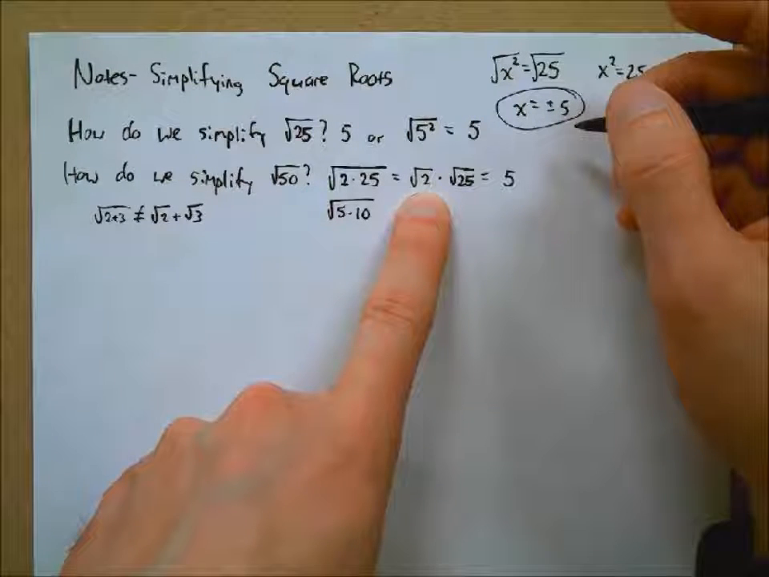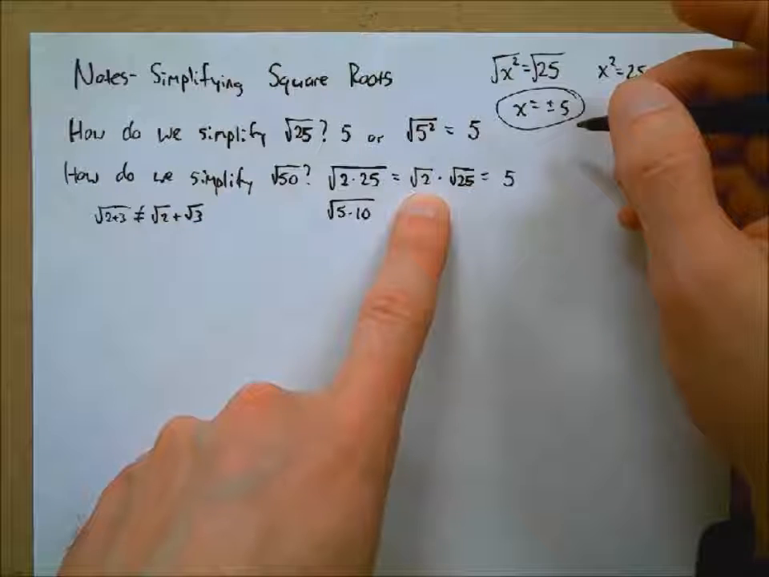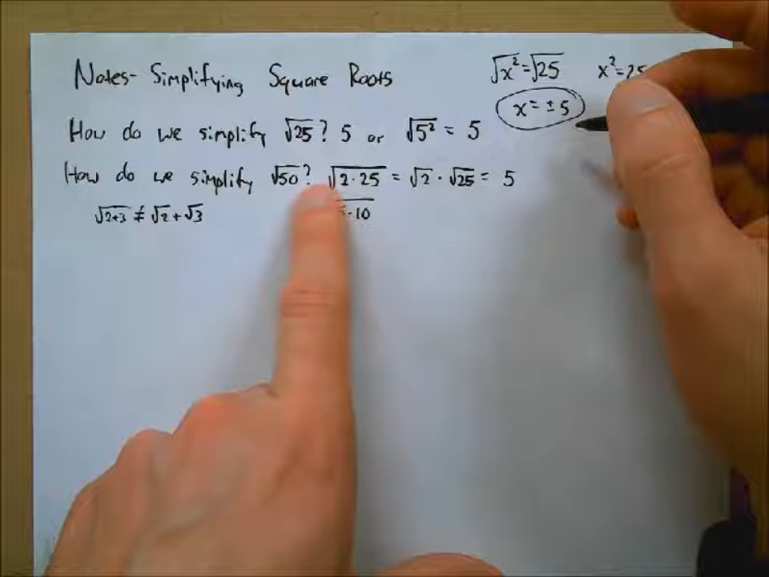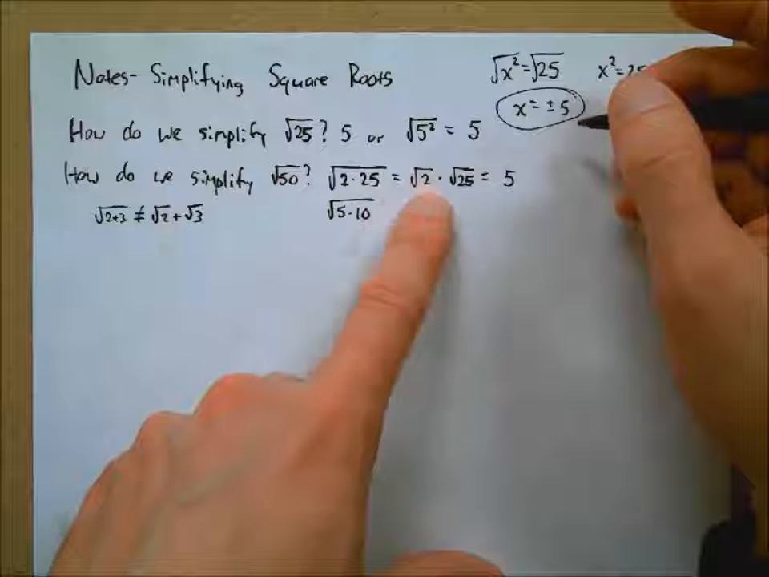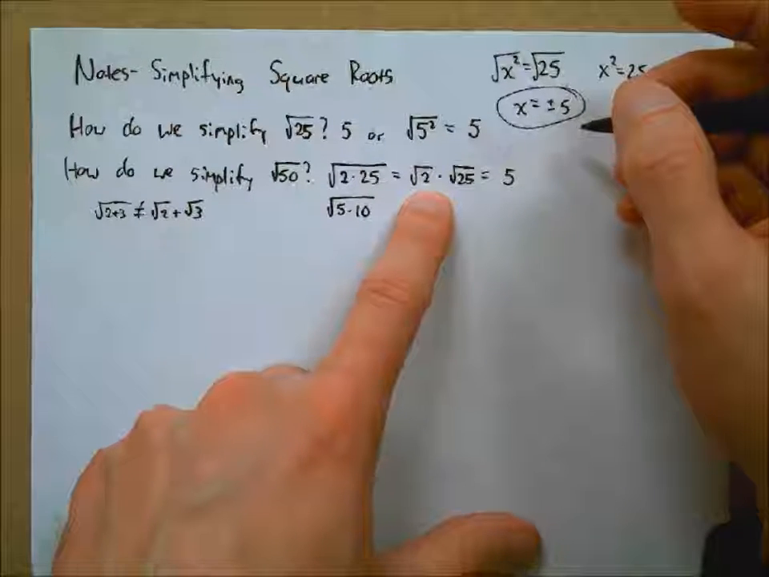Does 2 divide by any other perfect squares? Can we break 2 up into other perfect squares, like we broke 50 up into 2 times 25? Can 2 break down any further? No, okay? In fact, 2 is what kind of number?